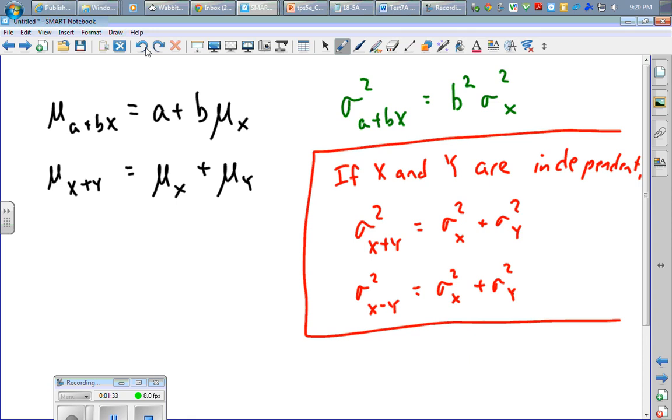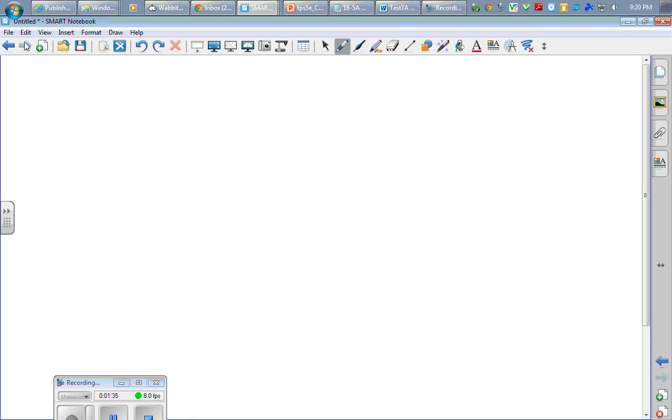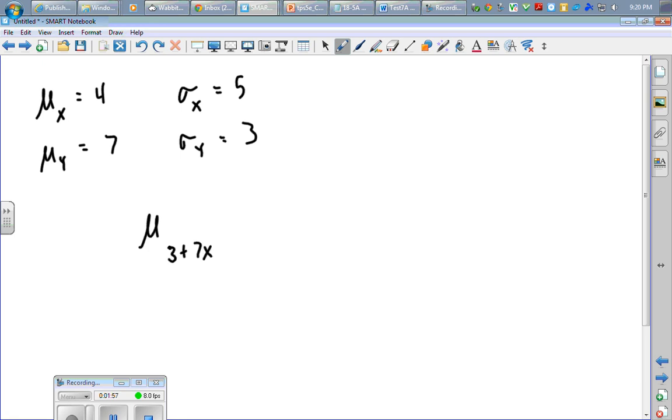So let me give you a few examples of how this could work. Consider this non-contextual data set. The mean of x is 4, the mean of y is 7, the standard deviation of x is 5, the standard deviation of y is 3. Just made up some numbers. Here are things I could ask. What is the mean of 3 plus 7x? At any point, if you want to pause it and answer the question, go for it. It's 3 plus 7 times the mean of x.